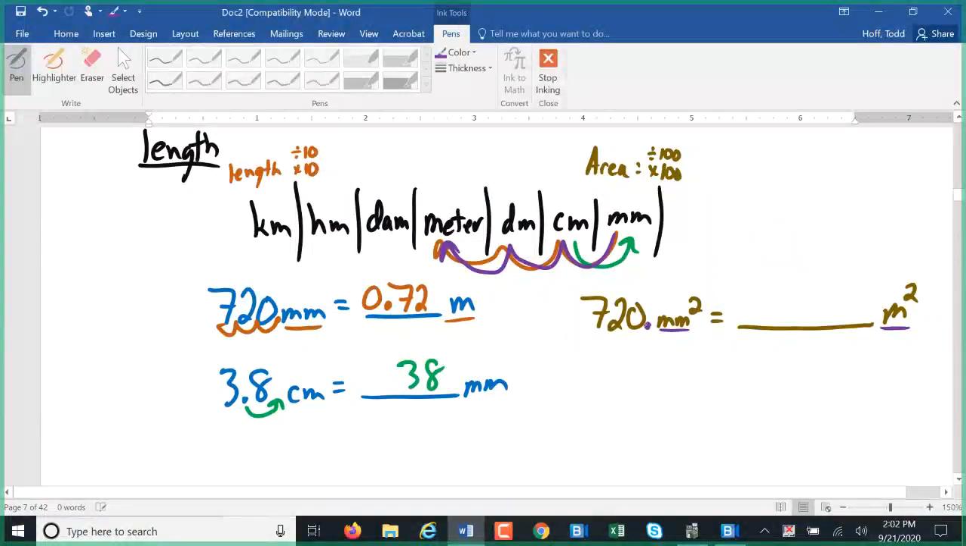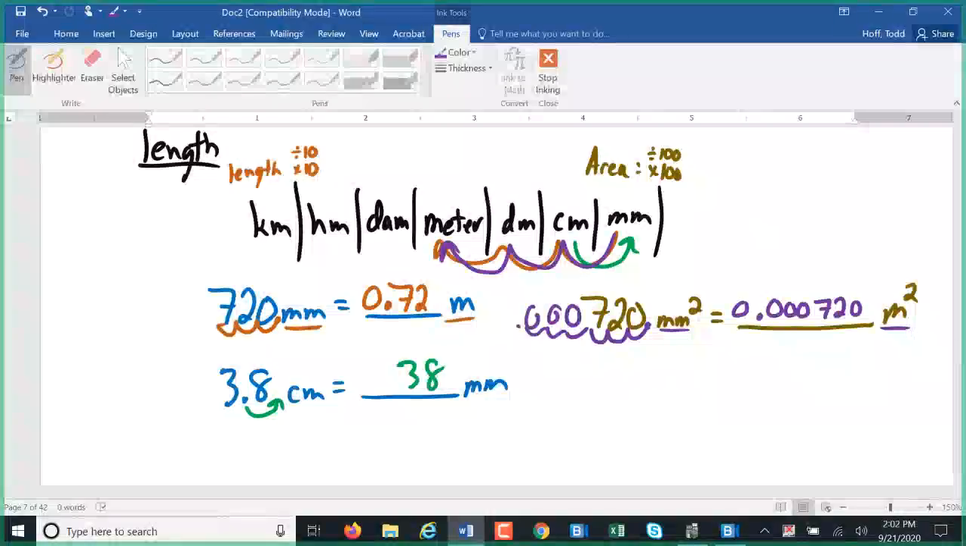So here's my decimal point. I have to go 1, 2, 3, and then I have to add zeros. Go 4, 5, 6 spots. So 720 millimeters squared is 0.00072 meters squared.